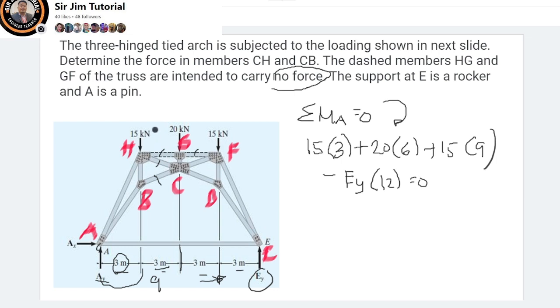Let us check. There are four forces: 1, 2, 3, 4. So from here, using your calculator, you can compute EY, which is equal to 25 kilonewtons.